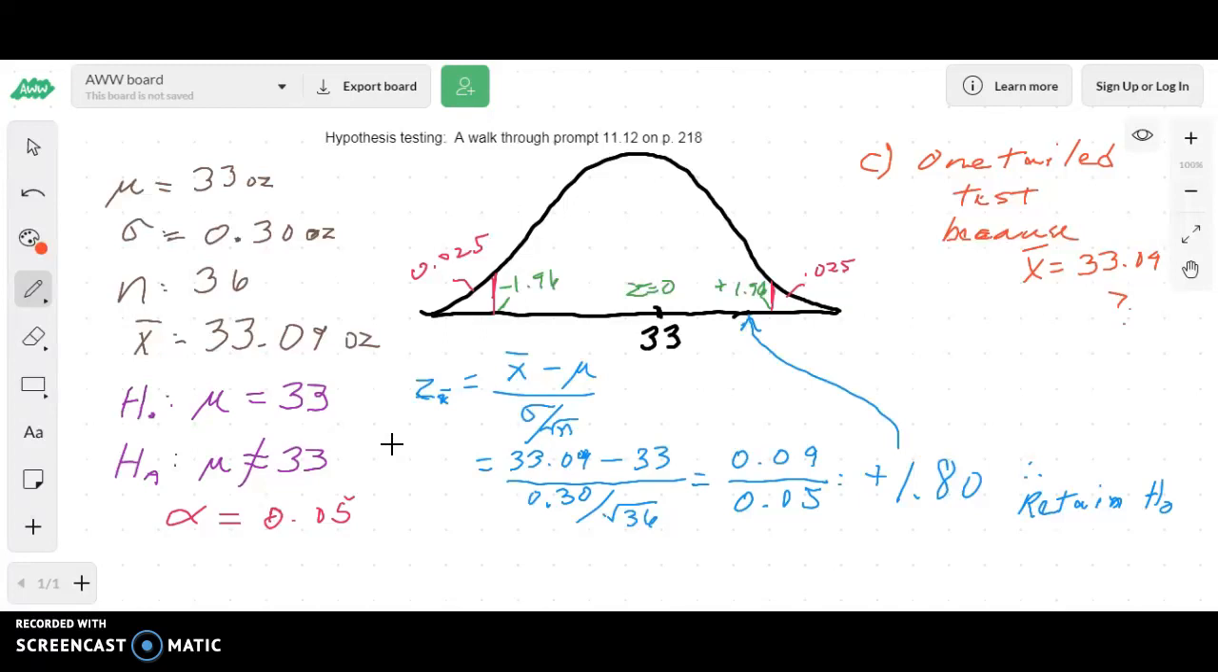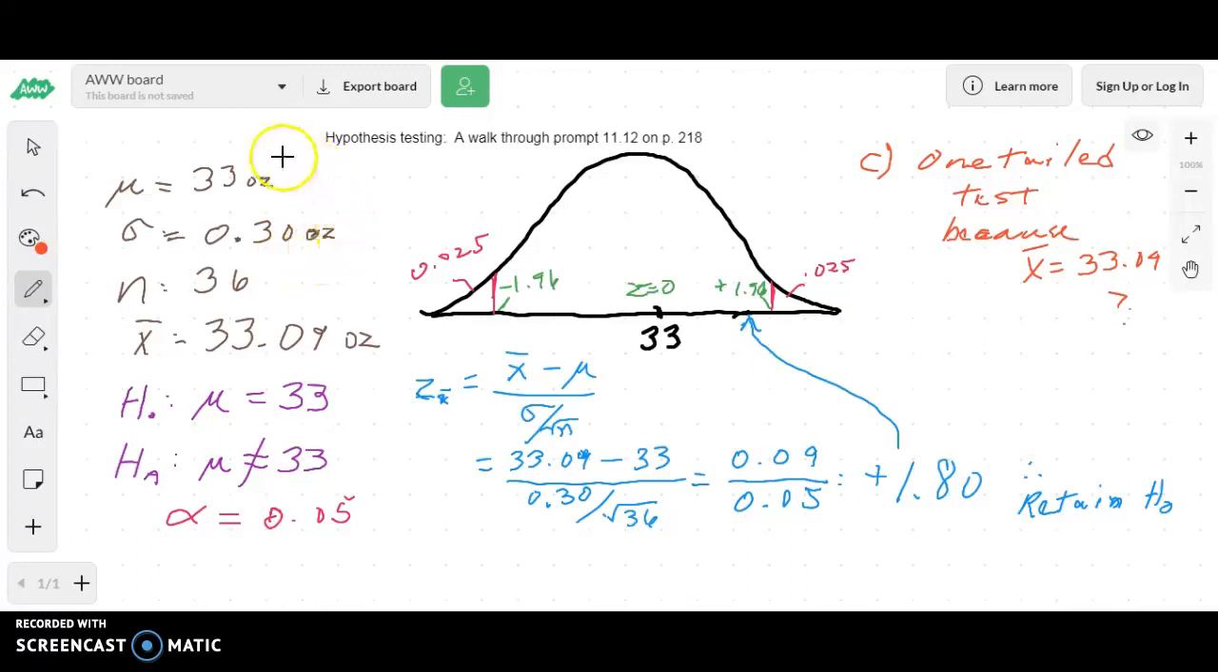going on. It discusses a production line at a candy plant designed to yield 2-pound boxes of candy whose actual weight is normally distributed with a mean of 33 ounces and a standard deviation of 0.30 ounces. So basically, what's happening is they're doing a little quality control.